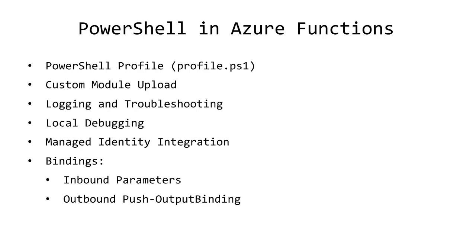In addition, we can do things like custom module upload. So if you wrote your own PowerShell module, you can include it inside your function project. And when you deploy, basically your code will just be there as part of the project, and you can invoke those custom commandlets that you've got inside your module.